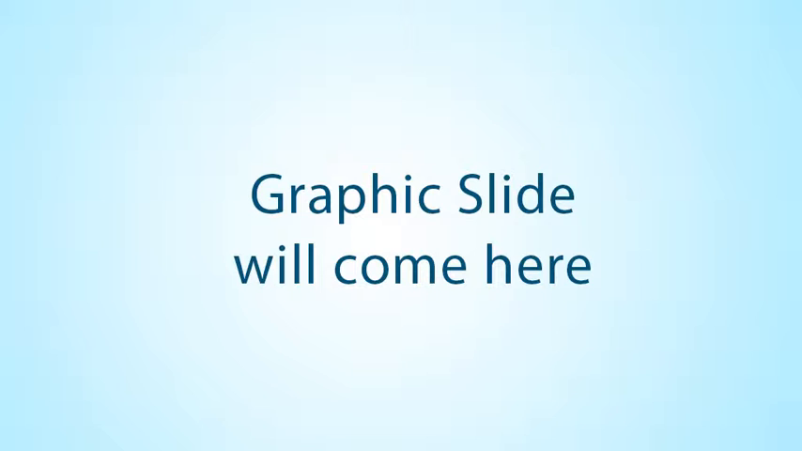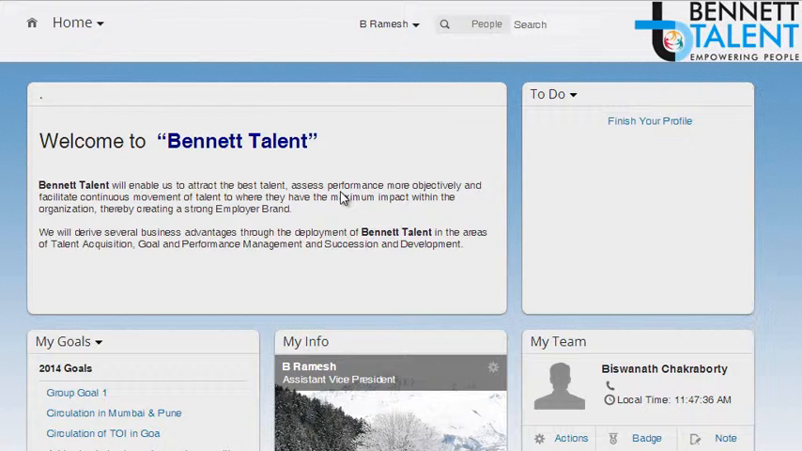The annual performance cycle at BCCL starts with goal setting. To set up goals, you need to access Bennett Talent by going to the My HR menu on Timescape portal. Select Bennett Talent to log in. Once you click on Bennett Talent, the home page would be displayed.